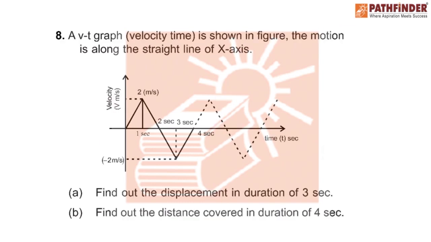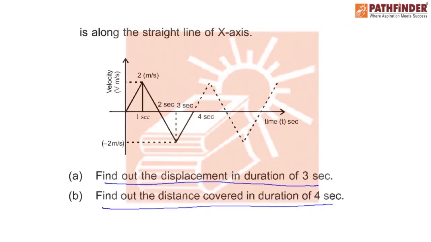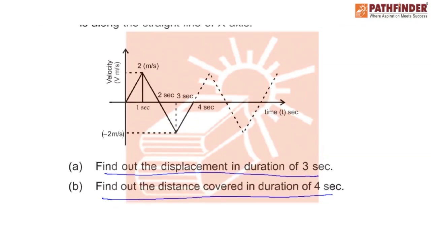Now we come to the next problem, where a VT graph is given and the motion is along a straight line. We have to find the displacement in 3 seconds, and then the distance covered in 4 seconds. For displacement, what we know is that we can calculate the area under the VT graph. For the first case it is half into 2 into 2, and then for 3 seconds we subtract half into 1 into 2, because the base here is 1 but the height here is 2 itself. On calculation that is 2 minus 1, so it is 1 meter.